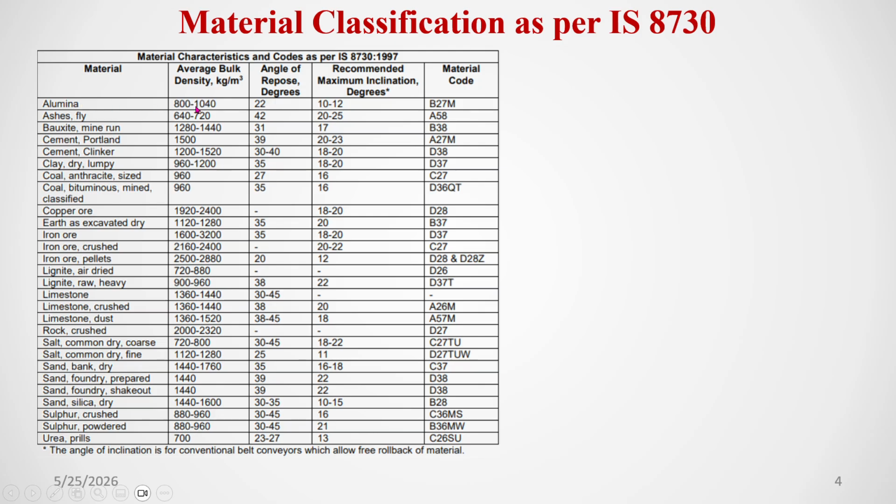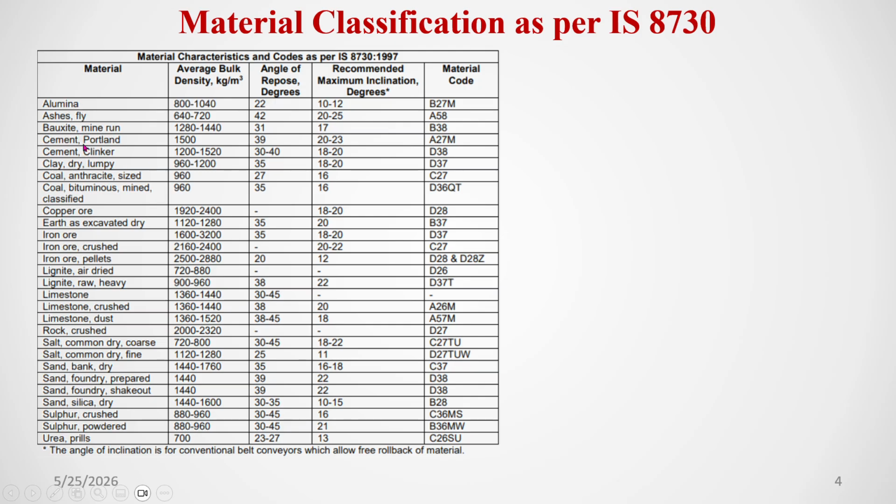Like alumina, you see, the bulk density will be 800 to 1040 kg per meter cube. The angle of repose will be 22, and the belt angle, the structure angle or slope of the conveyor belt, would be between 10 and 12. It is classified as B27M. The material code will be B27M.